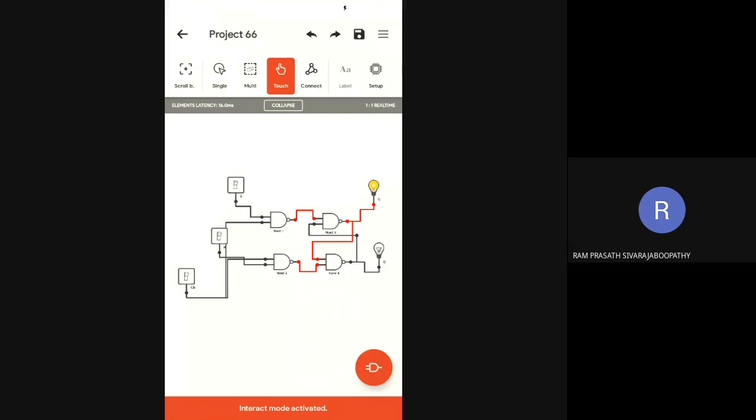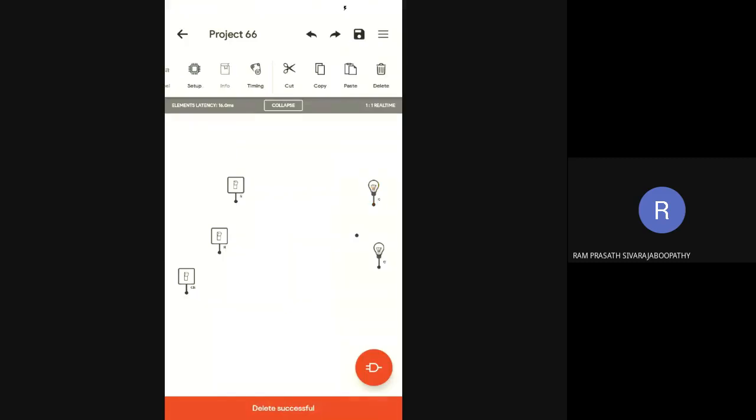That's all. Okay, fine. So now we'll do it with IC. Time is less, so we'll do it with IC. So I'm going to delete all those things except switches. Okay, now I'm going to use IC.